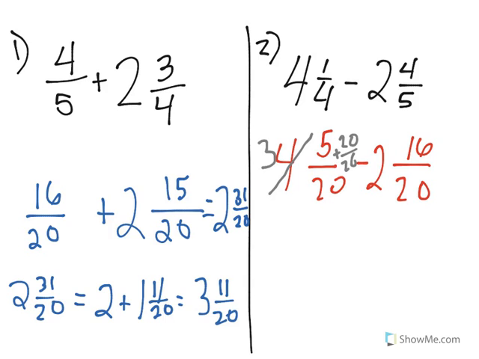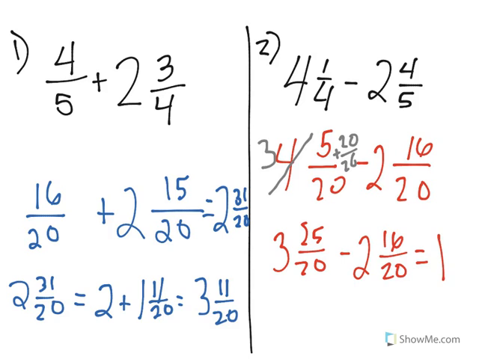And we'll rewrite the problem underneath. So now we have 3 and 25 over 20 minus 2 and 16 over 20. Okay, 3 minus 2 is 1. 25 minus 16 is 9 over 20. And then that's in simplest form. It doesn't need to be reduced.